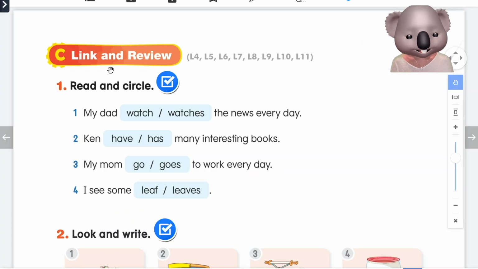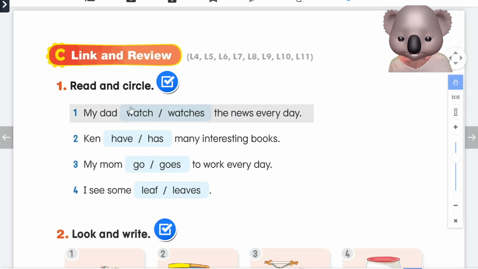In part 1, we need to read and circle. Number 1, my dad watch or watches the news every day. My dad, he라서 s 또는 es를 붙여야 돼. watch, ch로 끝나니까 es가 맞겠죠?